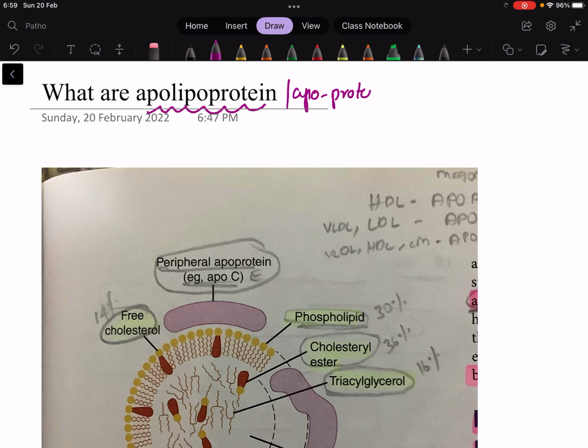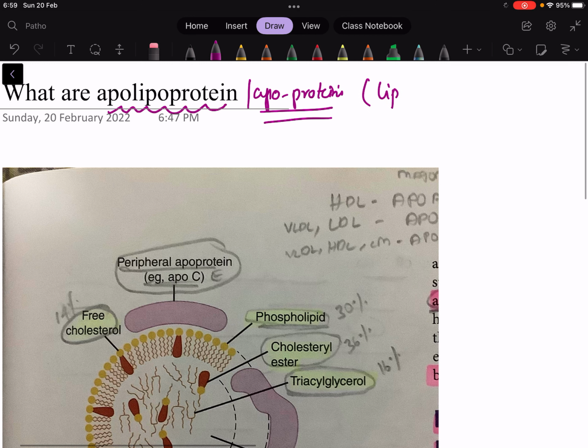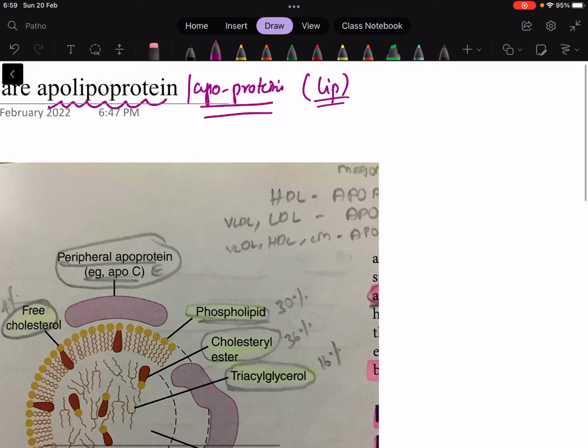So today we are going to talk about what are apolipoproteins, or we can simply call them apoproteins. This is my second part on the chapter called metabolism of lipids, or lipid transport and storage, which is taken from your biochemistry textbooks. So please watch my previous video in order to understand this.